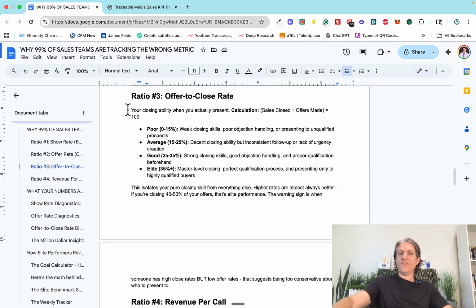Poor, 0 to 15%: weak closing skills, poor objection handling, presenting to unqualified prospects. Average, 15 to 25%: decent closing ability, but inconsistent follow-up or lack of urgency created. Good, 25 plus: strong closing skills, good objection handling, and strong qualification. Elite, 35 plus: master level closing, perfect qualification process, and presenting only to highly qualified buyers.